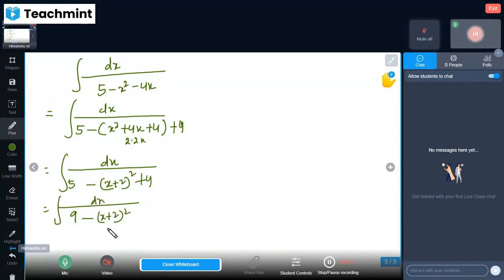By substitution there is nothing changed, so when we substitute we can understand it. So just transform it into the form a square minus x square. So look here.